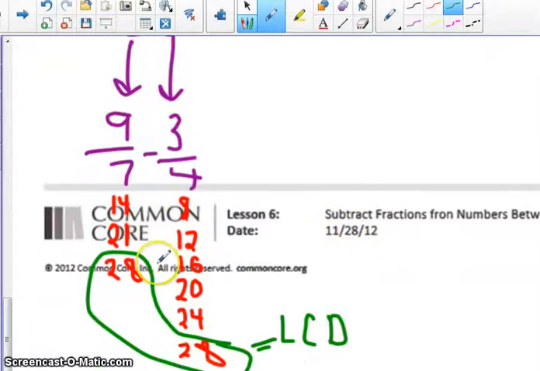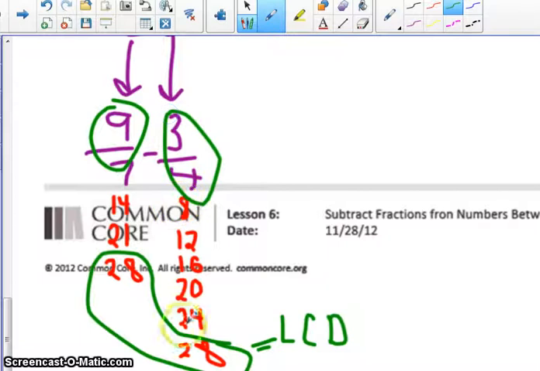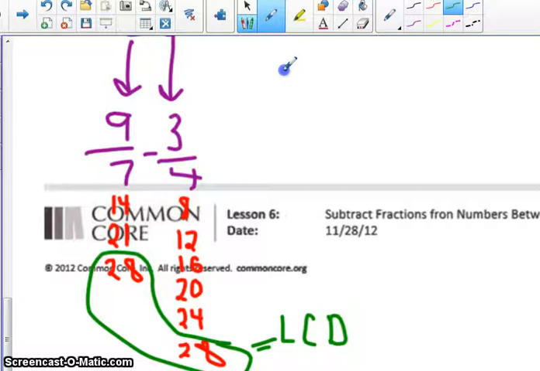Okay. That number here is what is going to be common between these. So these fractions need to have a 28 on the bottom instead of a 7 and a 4 here. So we have to turn both numbers into an equivalent fraction with the 28 on the bottom. So let's start with 9/7. We need to have an equivalent fraction with a 28 on the bottom.